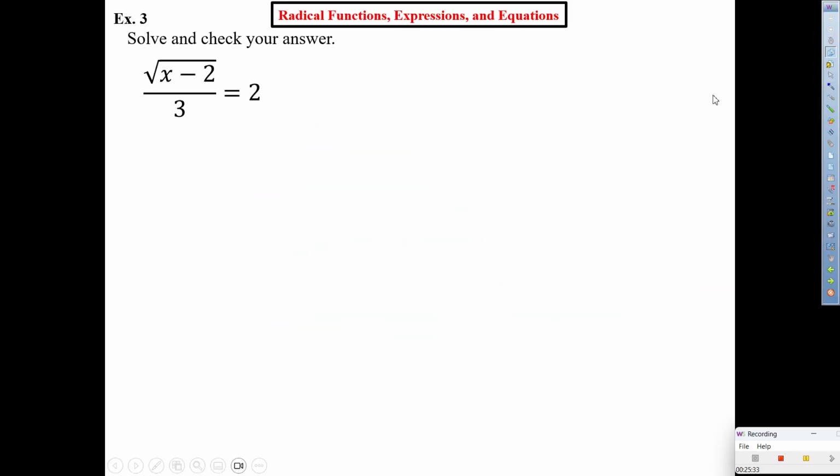Copy this one, example number 3. Square root of x minus 2 over 3 equals 2. Copy that.